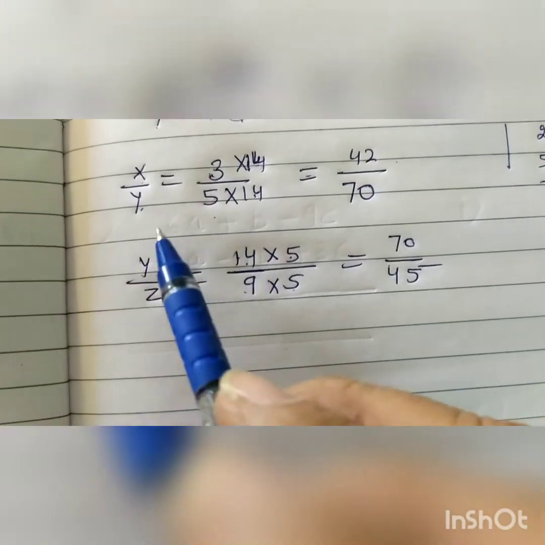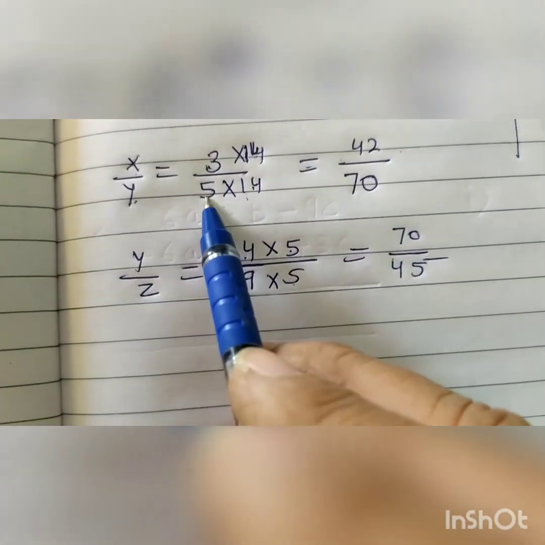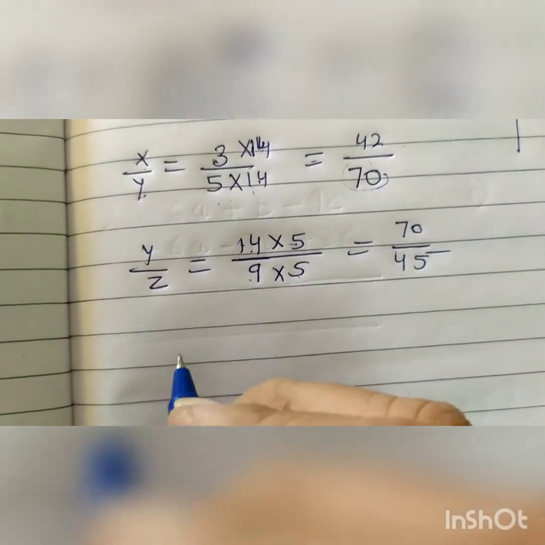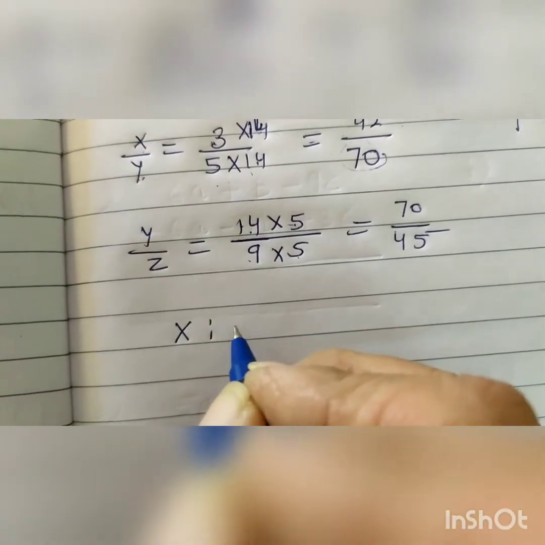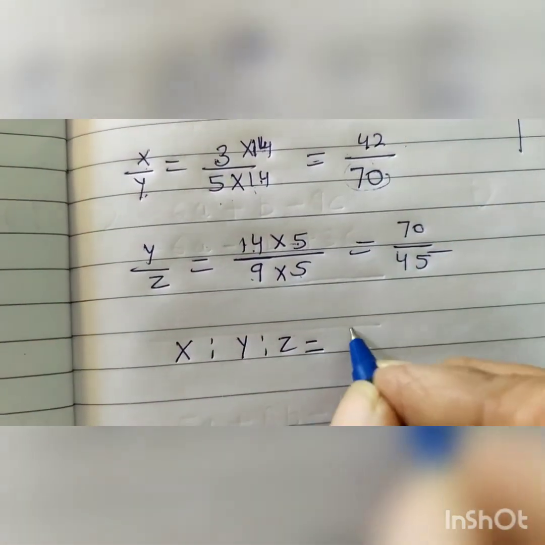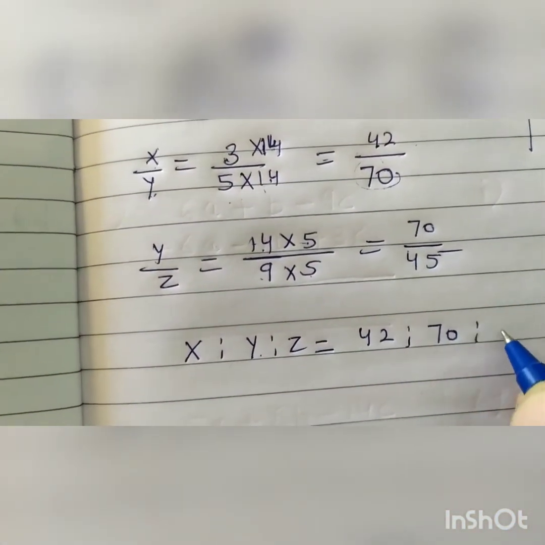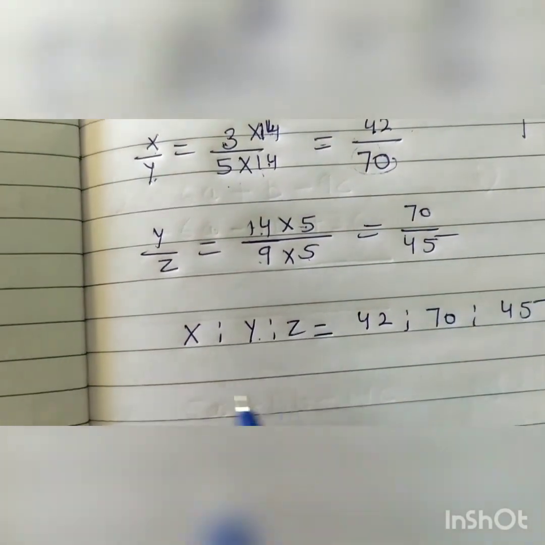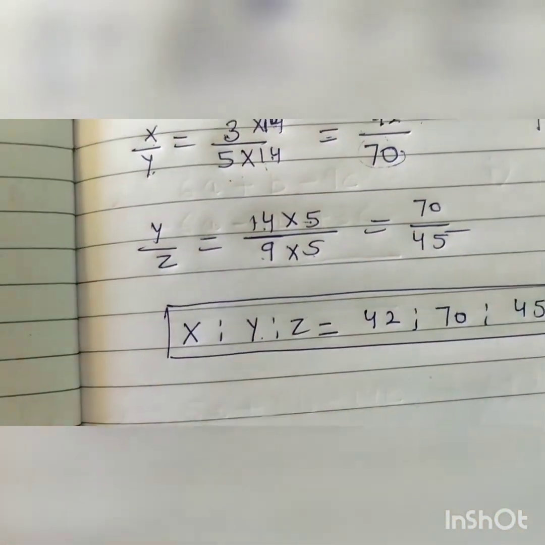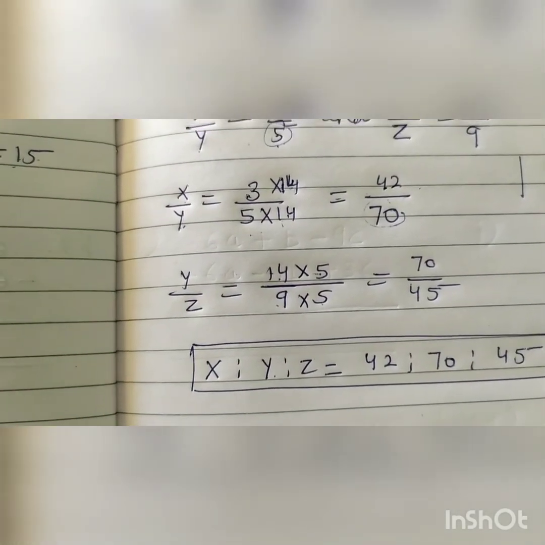Now see, both the values of y are 70. See here, the value of y is 70 and the value of y is 70. So x ratio y ratio z: the value of x is 42, the value of y is 70 and the value of z is 45. So x ratio y ratio z is equal to 42:70:45. Okay.